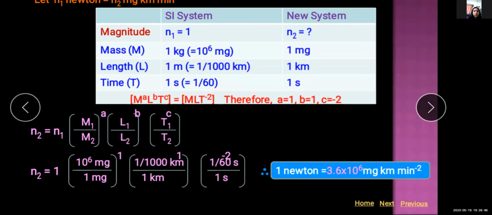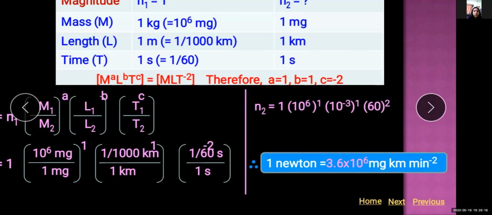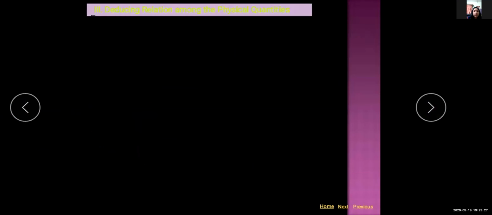Put these values in the equation, we will get N2 equal to 1 into 10 raised to power 6 milligram upon milligram raised to power 1, 10 raised to power minus 3 kilometer upon kilometer raised to power 1, and 1 upon 60 minute raised to power minus 2. On solving this, we will get 1 Newton equal to 3.6 into 10 raised to power 6 milligram kilometer per minute square. I hope this is clear to you. And N2 equal to 10 raised to power 6 into 10 raised to power minus 3 into 60 into 60. So we will get 3.6 into 10 raised to power 6. I hope this is clear to you.